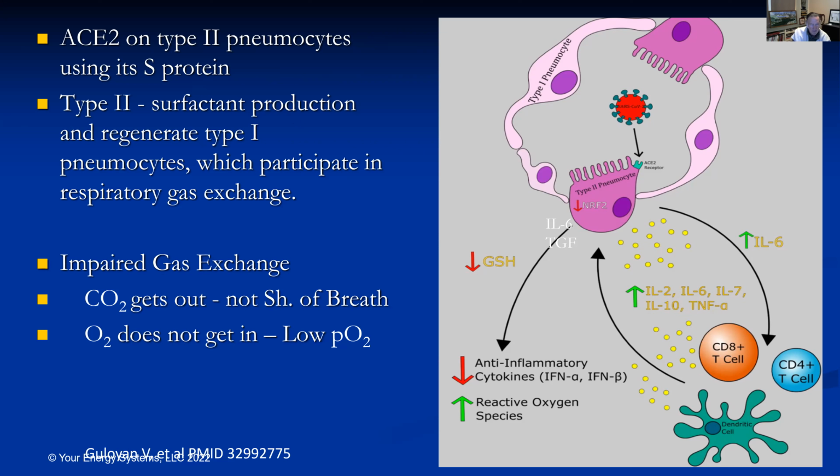It turns out that the exchange of gases such as CO2 and oxygen is important, and our shortness of breath is determined by the ability of CO2 to get out. So even when O2 cannot get in as well, people will feel as if there's no problem with air hunger and not feel short of breath.